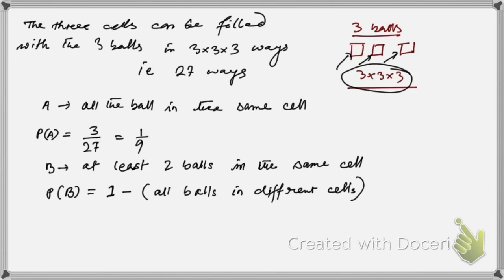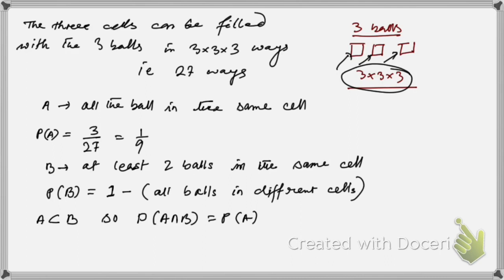So we can say that A is a subset of B. That is why we can write probability of A intersection B is going to be equal to probability of A. Now we need conditional probability.